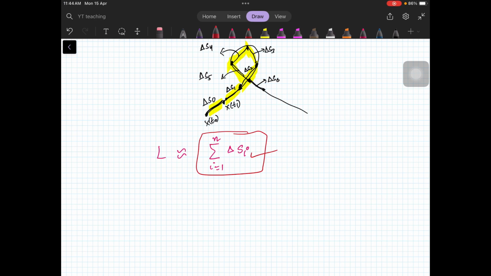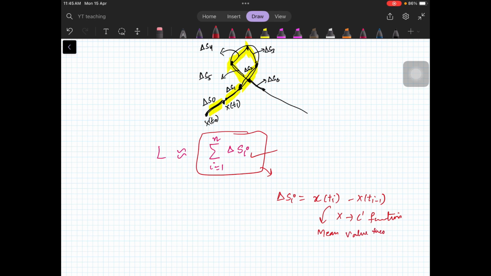Now what is delta si here? Delta si here is x of ti minus x of ti minus 1. And this x is a C1 function. That means it has a continuous derivative. So do you know the mean value theorem? See, all the mathematics comes in, it's like a puzzle. When you try to fit all the bits and pieces, you get a very nice picture. So here we are going to use the mean value theorem.